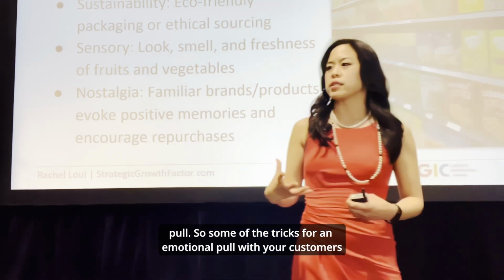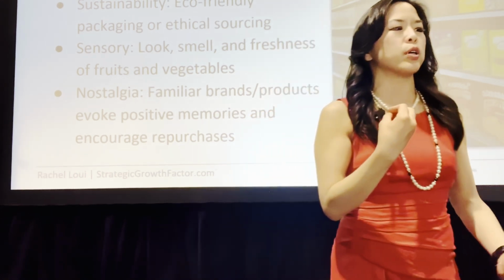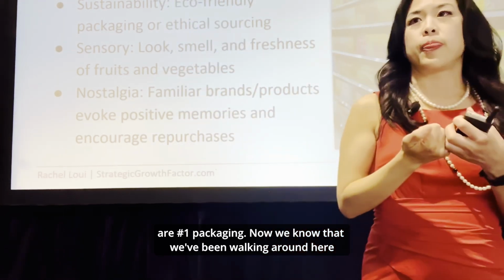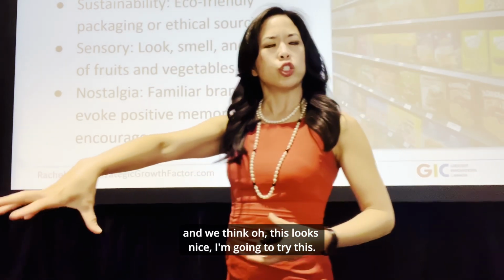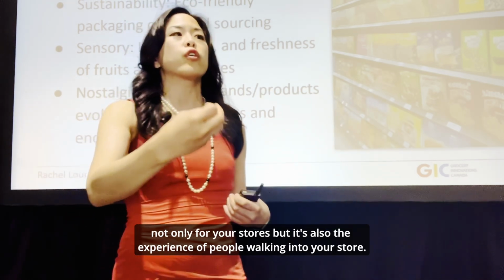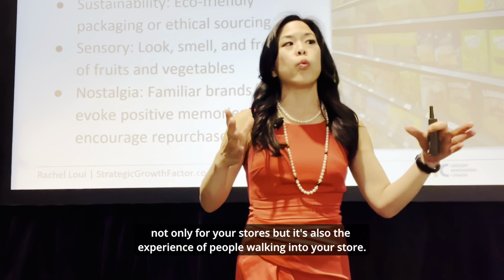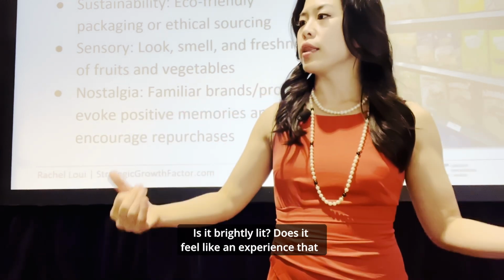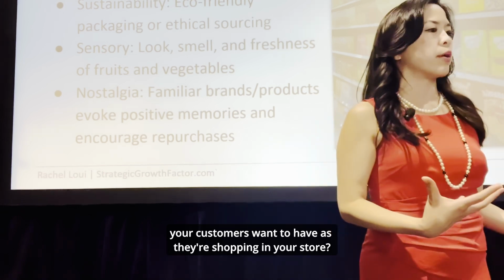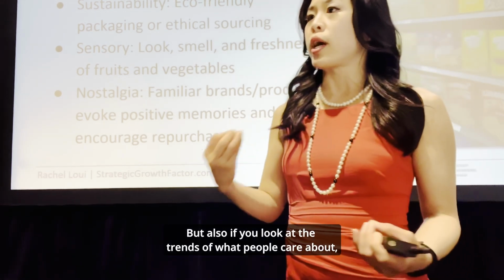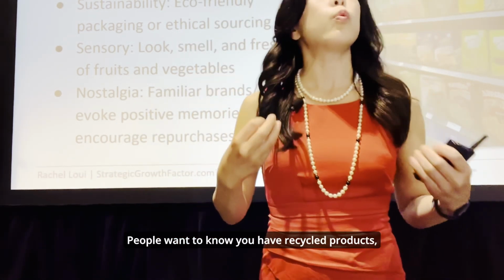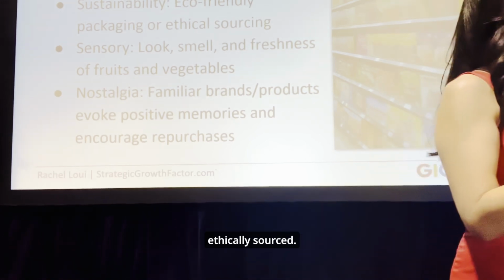So some of the tricks for an emotional pull with your customers are, number one, packaging. Now we know that we've been walking around here and we think, oh, this looks nice, I'm gonna try this. The presentation and the packaging is critical, not only for your stores, but it's also the experience of people walking into a store. Is it brightly lit? Does it feel like an experience that your customers want to have as they shop in your store? But also, if you look at the trends of what people care about, another one is sustainability. People want to know you have recycled products, it's ethically sourced.